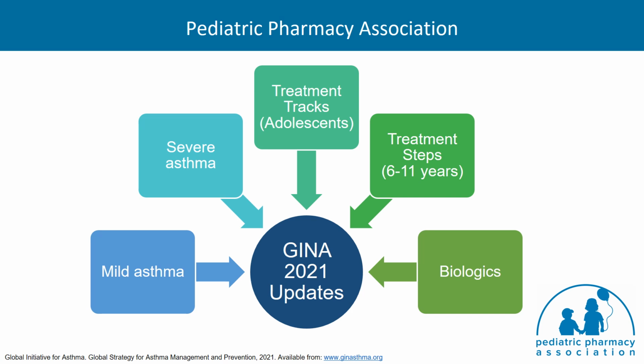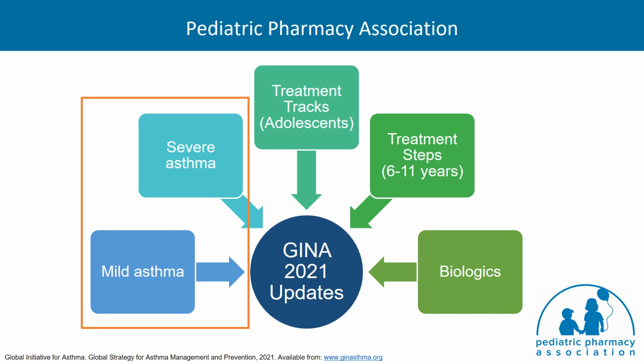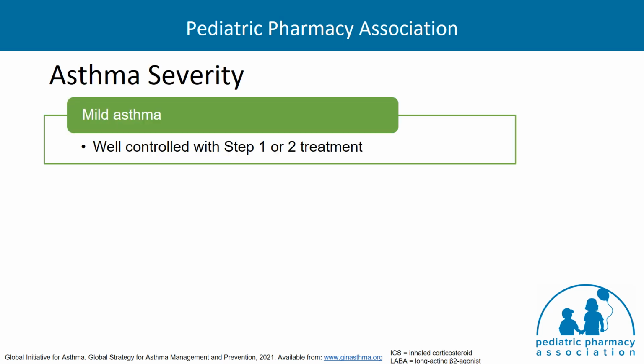These updates included classification of asthma severity, treatment track and treatment step updates, as well as biologic recommendations. We will begin with the classification of asthma severity. As Abigail mentioned earlier in this presentation, asthma severity is retrospectively assessed and is based on the treatment required to control the patient's symptoms. In order to assess asthma severity, the patient should be on the minimum maintenance regimen required for a few months. Mild asthma is classified as asthma which is well controlled with step 1 or 2 treatment regimens.